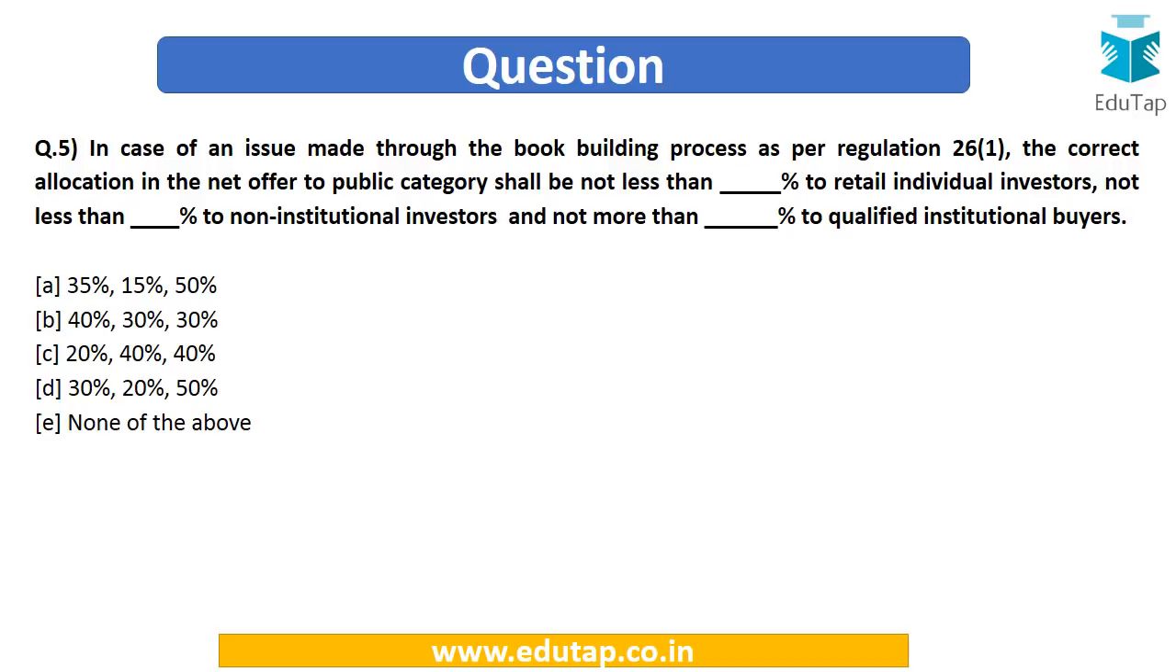In the case of an issue made through the book building process as per regulation 26(1), the correct allocation in the net offer to public category shall be not less than -% to retail individual investors, not less than -% to non-institutional investors, and not more than -% to qualified institutional buyers. So we have to fill in all these dashes, and the options given are 35, 15, 50, 40, 30, 30, 20, 40, 40, 30, 20, 40. To answer this particular question, we must be aware of this regulation 26(1) and the amount for which the reservation is to be made.